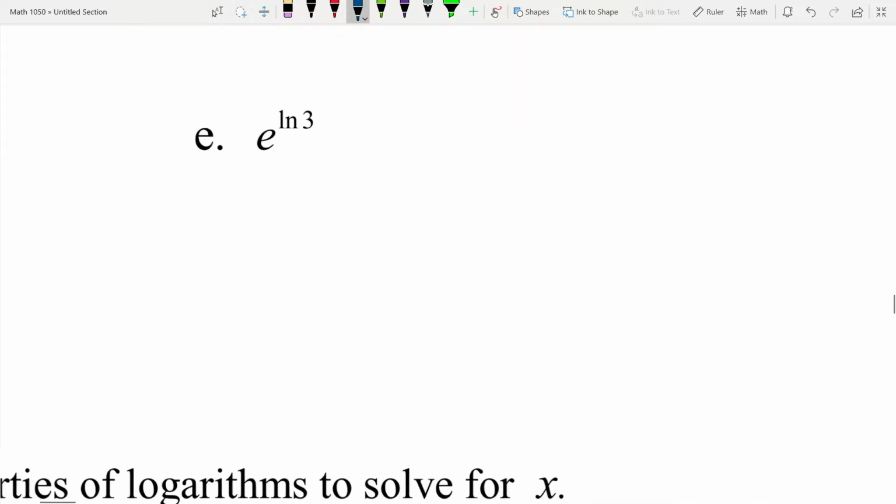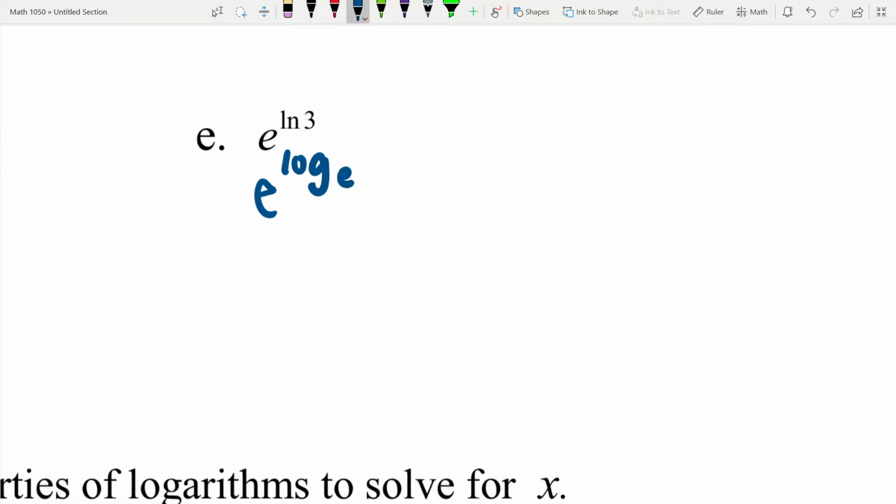This is so easy, right? Next one. Nothing to do. What's the answer? 3. It's just 3. Everybody write this down. e to the log base e of 3. When you're doing this on your homework and your quizzes and your test, you don't really have to write it as log base e. But I want you to see it. So e raised to the log base e, the answer is just 3, and you're good.